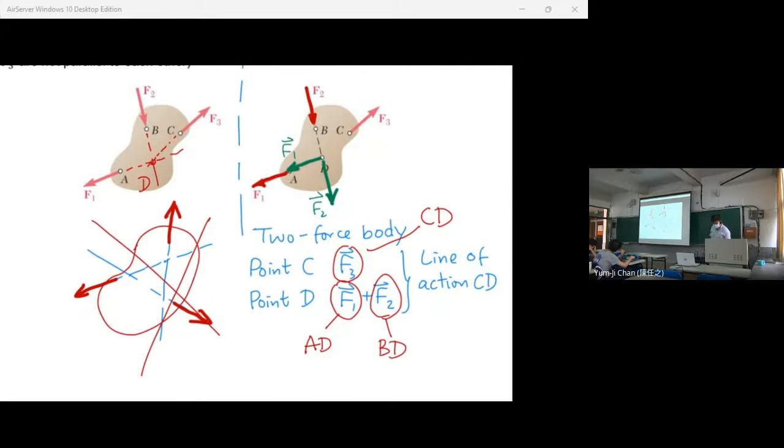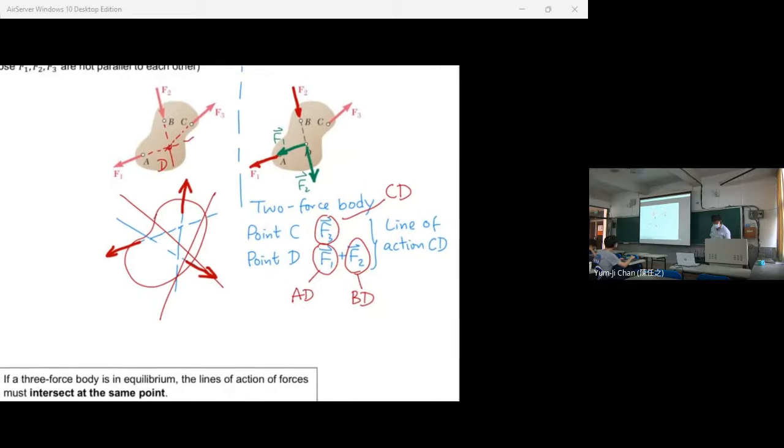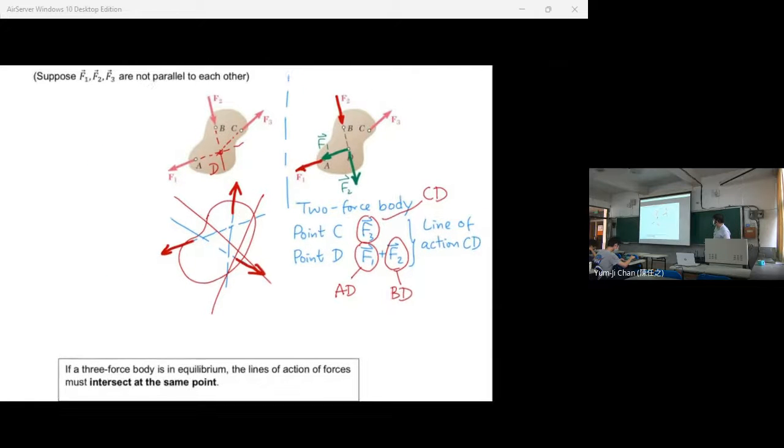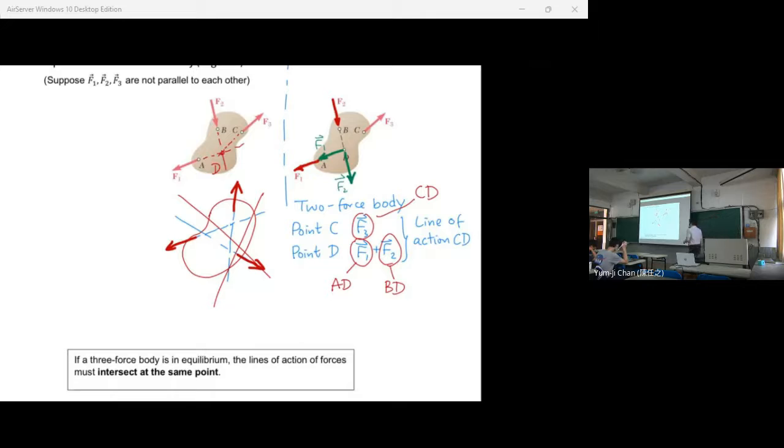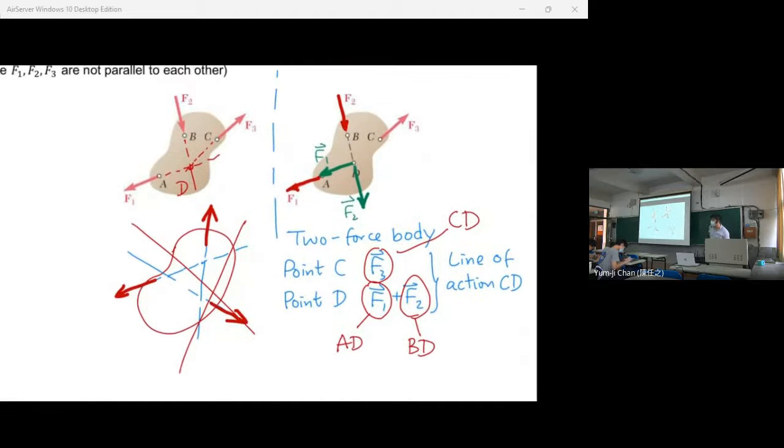So this is what I write in the bottom. Sorry, I'll go back to the picture. If a three force body is in equilibrium, the lines of action of the forces must intersect at the same point. For a three force body, the forces acting on C, B, and A intersect at the same point. It will not go like this one in the triangle. It's okay.